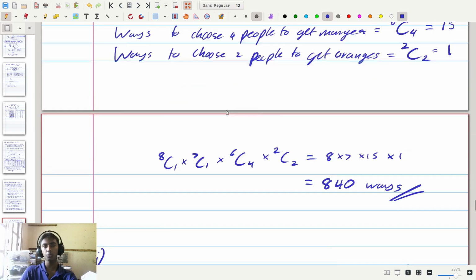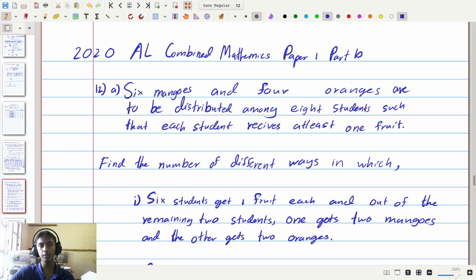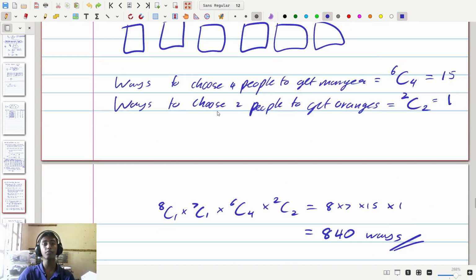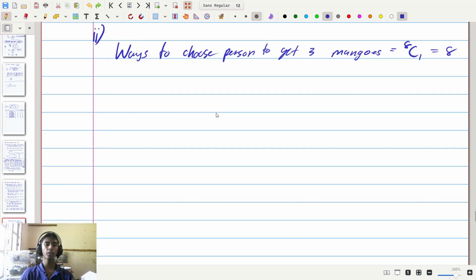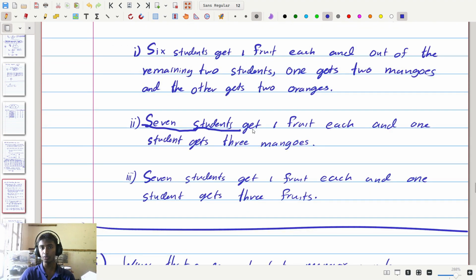So now let's suppose we give him the 3 mangoes. If we give him the 3 mangoes from our original starting point, we know that we had 6 mangoes initially. If we give him 3, we have 3 mangoes left over. We also have 4 oranges left over. So in total we have 7 fruits left over, which consist of 3 mangoes and 4 oranges. The question is now asking us to divide this among the remaining 7 students.